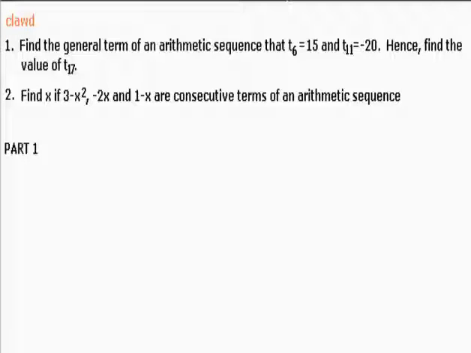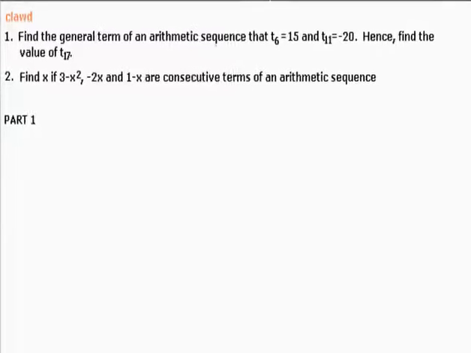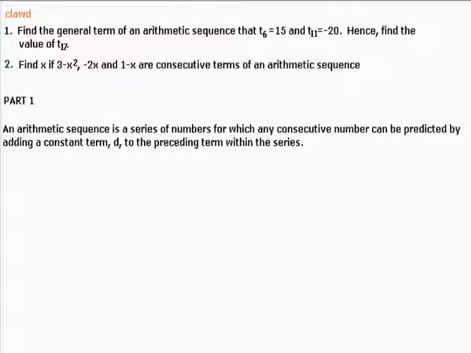question it's important to understand what arithmetic sequences are. By definition, an arithmetic sequence is a series of numbers for which any consecutive number can be predicted by adding a constant term d to the preceding term within the series. In other words, if you were to have some sequence 2, 4, 6, and 8, you can see that by adding 2 to each term within the series, the following consecutive term can be found. That is, the constant term d is equal to 2.